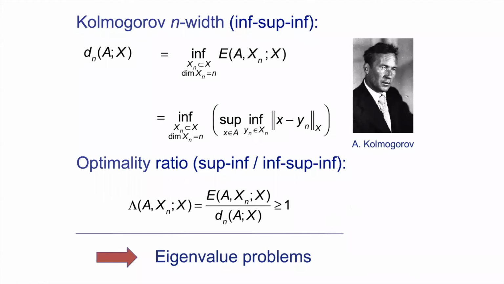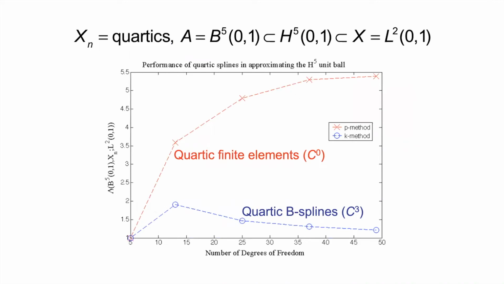I'm going to show you some results for looking at the space, essentially H5, or the unit ball in H5, the Sobolev space H5. You have to solve 10th order eigenvalue problems in order to compute these quantities. So here it is. We are looking at the unit ball in the domain 0 to 1. This is the unit ball actually in the Sobolev space in the domain 0, 1, H5.